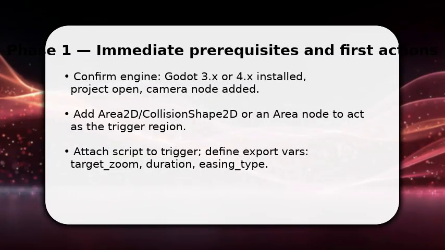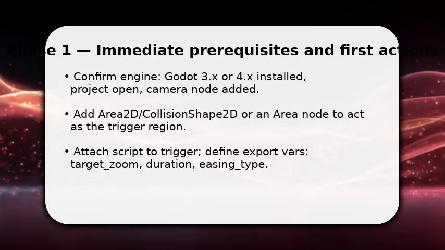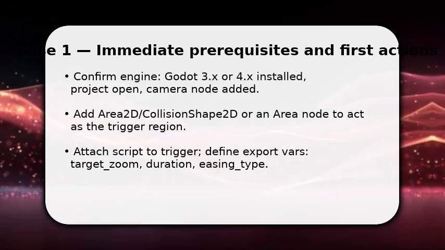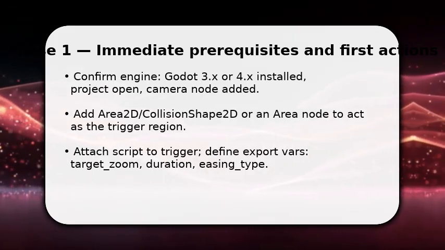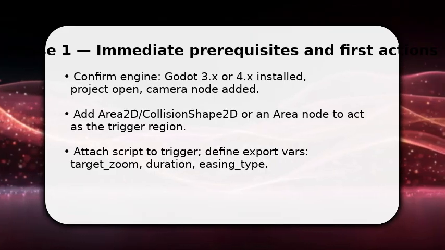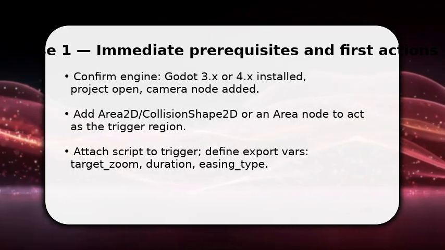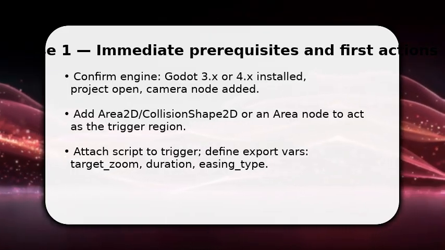You start by preparing the scene so the trigger can work immediately. First, make sure you have a camera node and an area node positioned where the zoom should start. This is essential. Next, attach a script to the area and declare export variables for target zoom, duration, and easing type so you can tweak values in the editor.